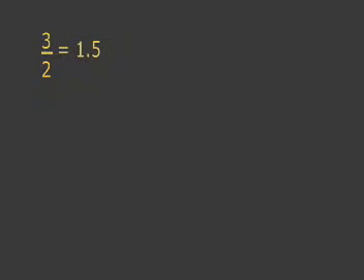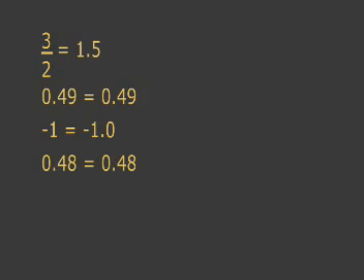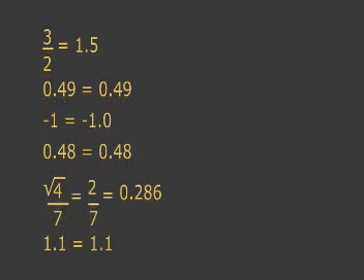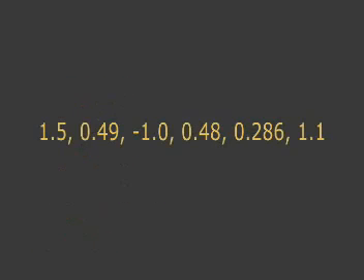3/2 converts to 1.5. 0.49 is already in decimal form, and -1 can be written as -1.0. 0.48 is also in decimal form. The square root of 4/7 is the same as 2/7, which in decimal form is about 0.286. Finally, 1.1 is already in decimal form. Now it is much easier to see how to put the numbers in order.